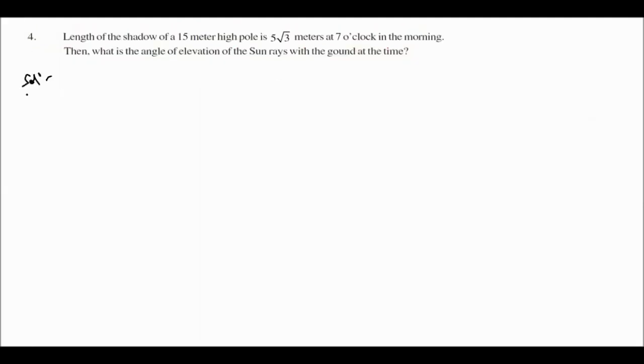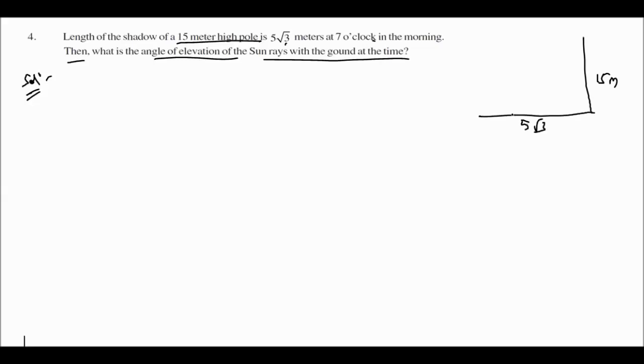So fourth one solution. The length of the shadow of a 15-meter height pole. 15-meter height pole, 15 meters, and the shadow is 5 root 3 meters at 7 o'clock in the morning. Then what is the angle of elevation of the sun with the ground? So here, this is how much? 5 root 3. He is asking for the angle. So the height of the pole is how much? 15 meters. So the height of the pole is 15 meters.